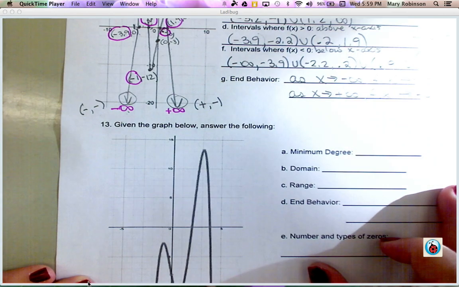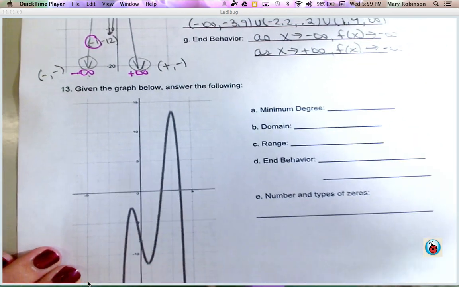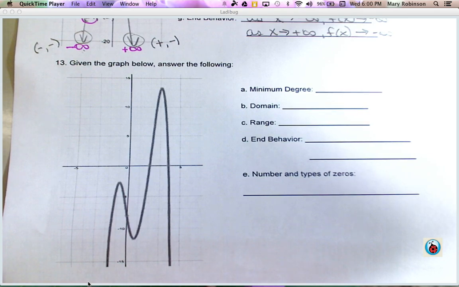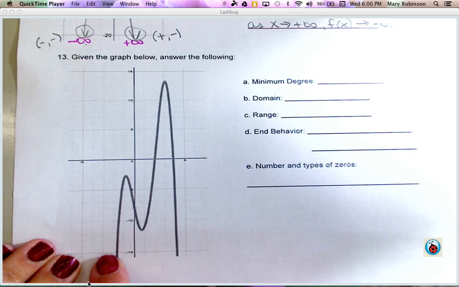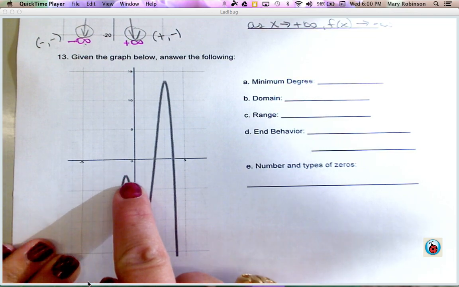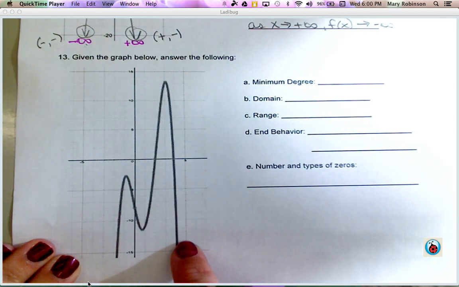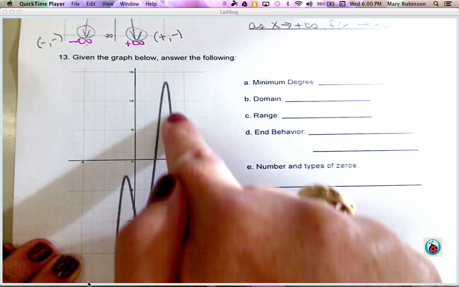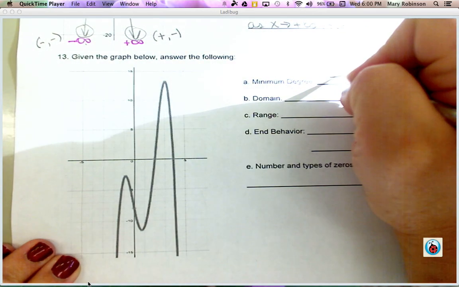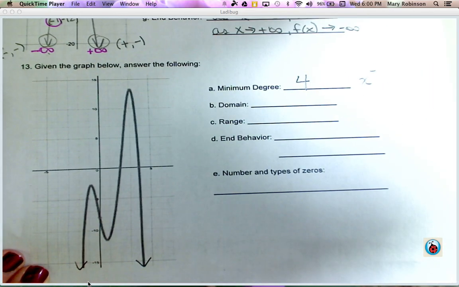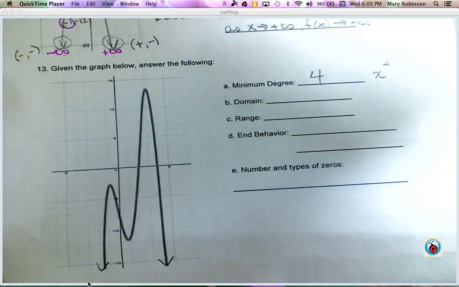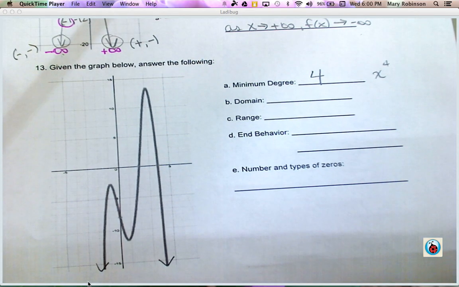For 13, you are asked to find the minimum degree. Remember we talked about even and odd degree functions, and that for even degree functions, both ends either go up or both ends go down. If I take my finger at the bottom left and trace along this function, I can count to determine the degree. 1, 2, 3, 4. That's what you should do. So the minimum degree is 4. That should make sense. It means the function is at least x to the 4th power.